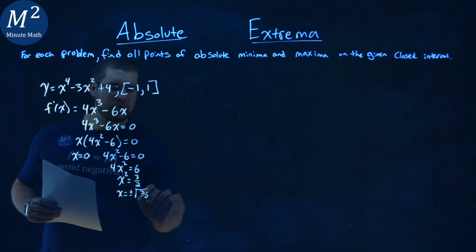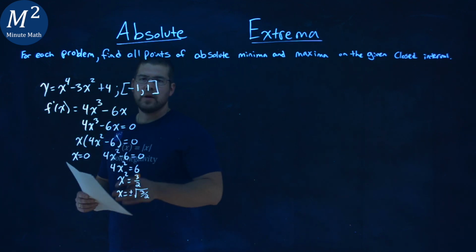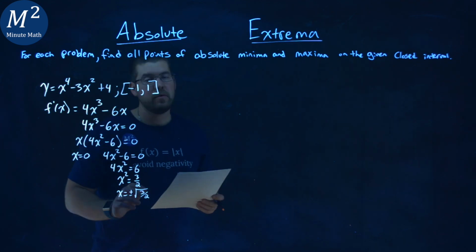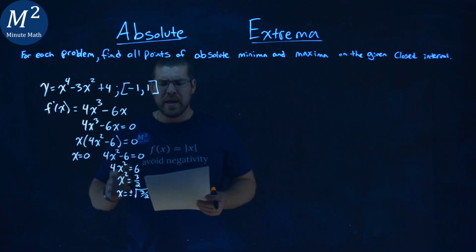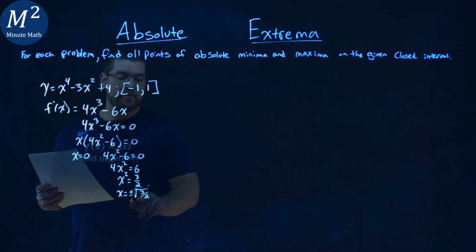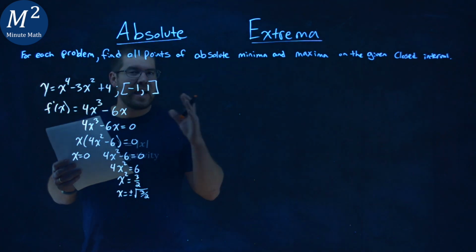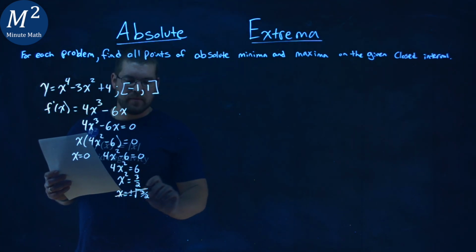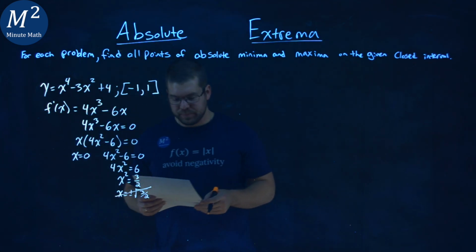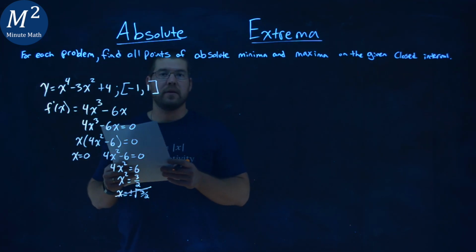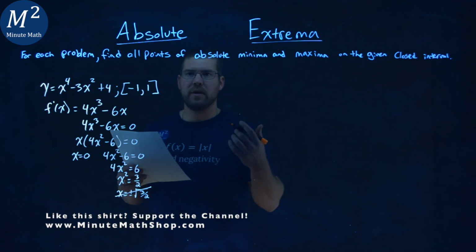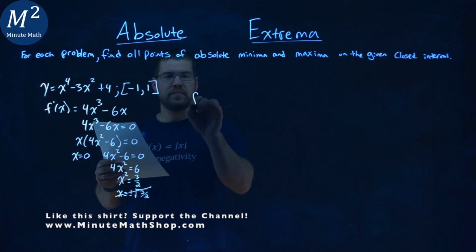Now one thing we want to check is with these critical values that we found, are they within our domain, our interval here? Plus or minus the square root of 3/2 is just outside of this domain, so we don't have to worry about them. We just have to worry about the 0 and the endpoints of our domain. So let's go find what happens when we plug them into our original function.